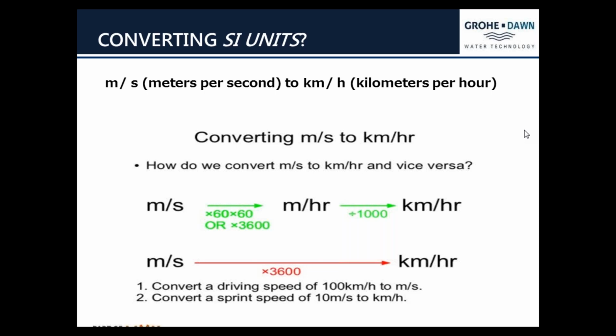Converting meters per second to kilometers per hour, it is meters per second times 60 times 60, or just times 3,600. Then you have meters per hour, and then you divide that by 1,000 to get kilometers. Remember, there's 1,000 meters in 1 kilometer and 60 minutes in 1 hour. That's why you would see that there's the 60s and the thousands that come up.